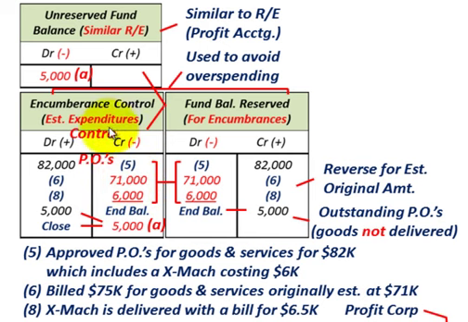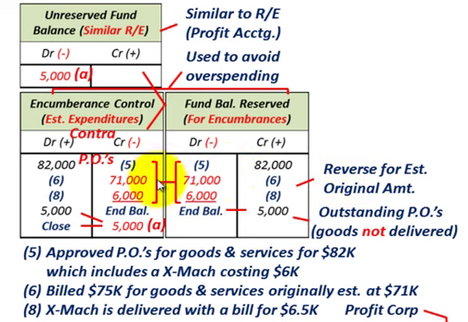So this encumbrance control, remember, that's based on estimations here. So the estimated amount, credit or reduce our encumbrance control here by $71,000, and then our fund balance reserve, we can debit or reduce that here by $71,000. So what we're doing here, we're reversing these entries here, but they're based on the original estimate.